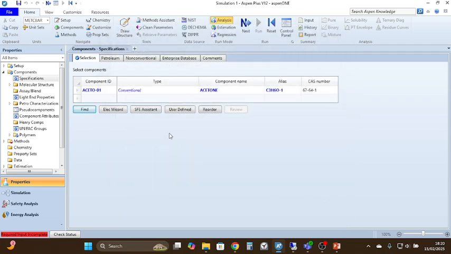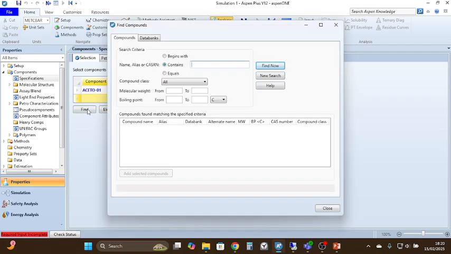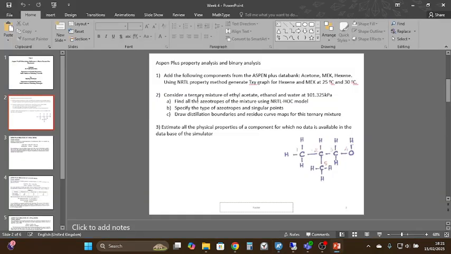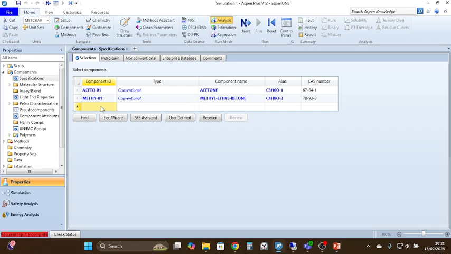First we have acetone, next we have methyl ethyl ketone, Hexene.